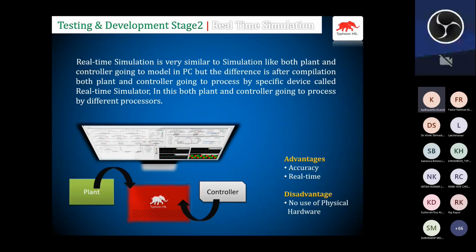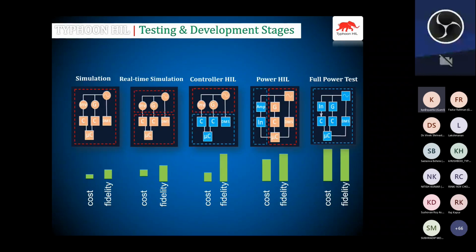The only thing is that in real-time simulation, we model both plant and controller in a PC, and after compilation, both plant and controller are processed by a specific device called the real-time simulator. So of course, as we are using two processors, one is your PC and the other is your real-time simulator, plus simulation software. These are the requirements. Due to the use of the real-time simulator, the cost is a little bit increased.